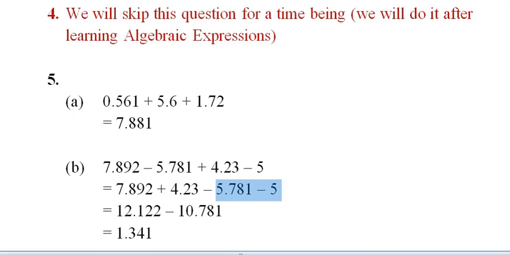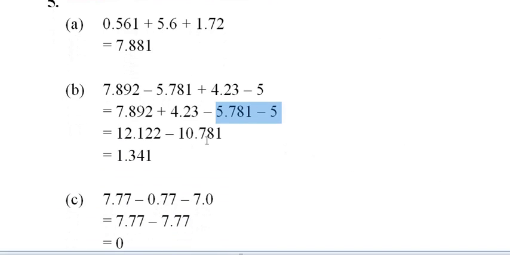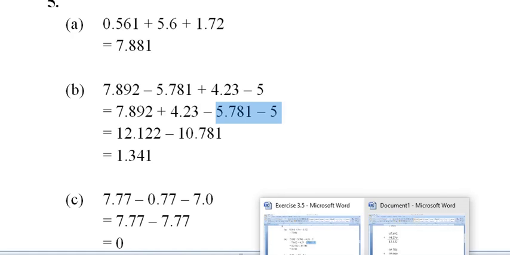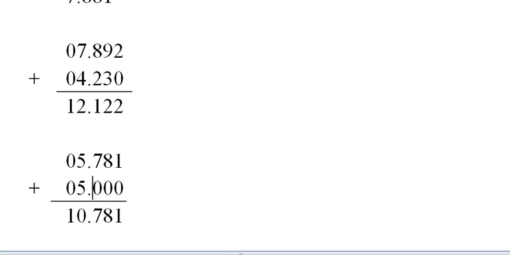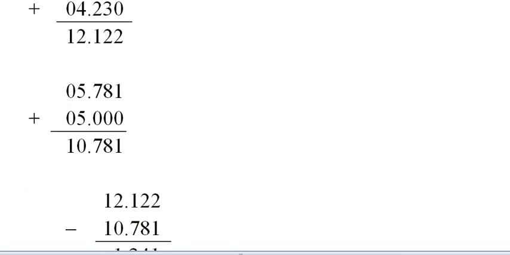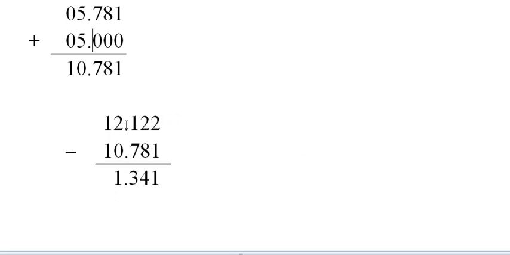So 12.122 minus 10.781, it will be 1.341. So what we can see out here in the rough area: 12.122 minus 10.781. You do the simple subtraction. We know already how to subtract. The decimal point will not affect it. That decimal point will remain as it is. Do not be worried about that decimal point.